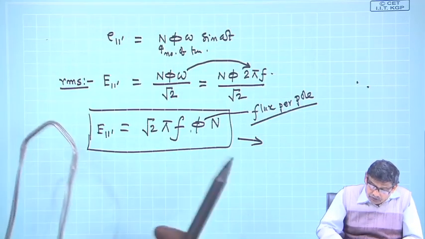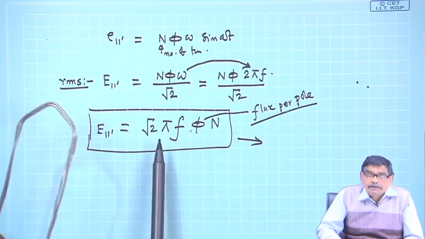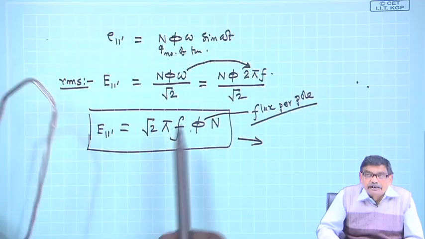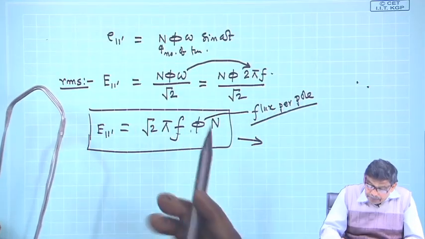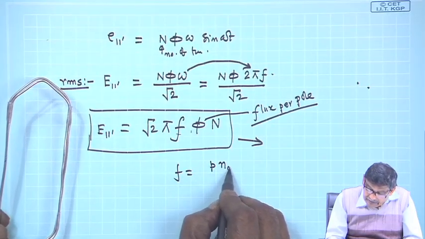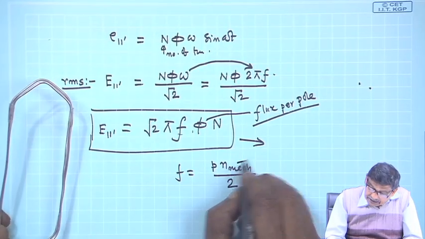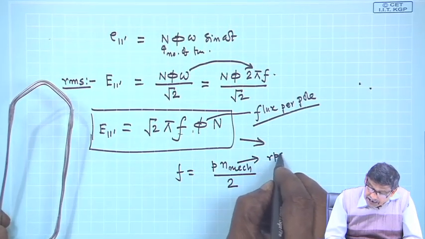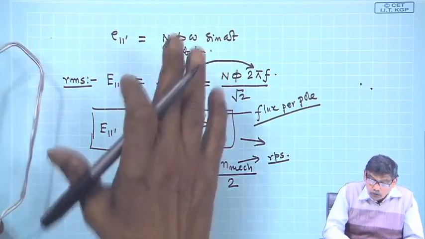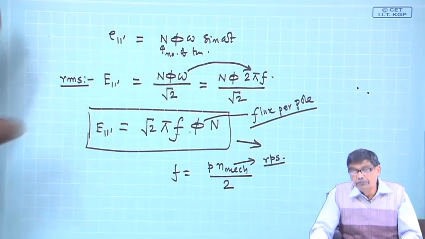So, inputs of a generator are flux per pole and the speed. Now, speed is in this expression. It is here, f equal to p n mechanical by 2. N mechanical is speed, tachometer speed in RPS. So, thank you. Go by this through this lecture carefully, and this will be the starting point.